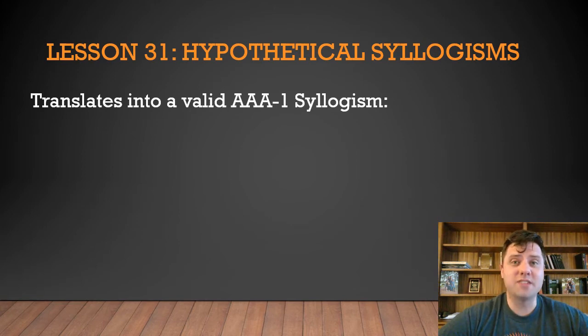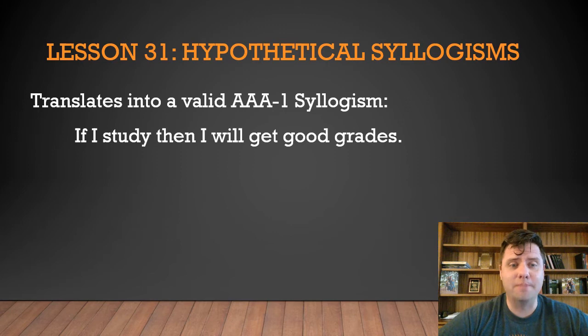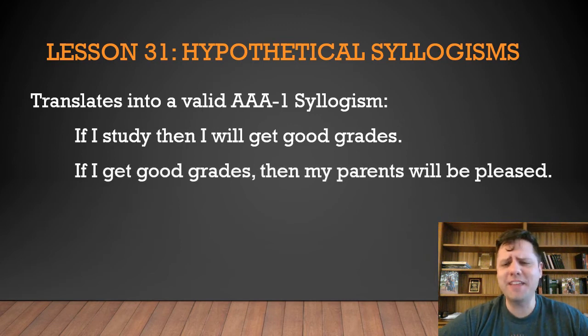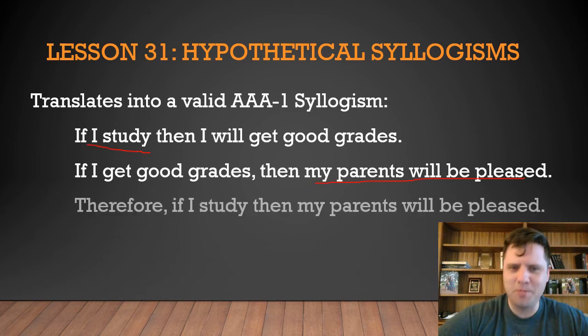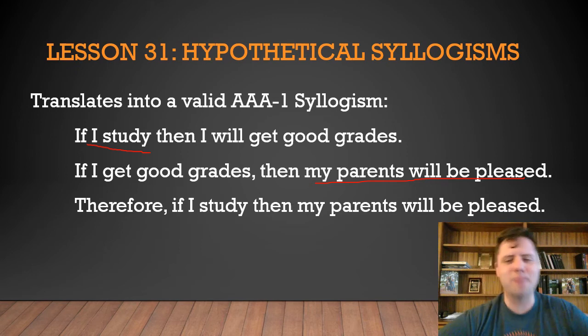Now, what this translates into is an AAA1 syllogism, which is valid. So here's an example of some words provided for those variables. If I study, then I will get good grades. And if I get good grades, then my parents will be pleased. So can you connect this together then? If I study, I get good grades. If I get good grades, my parents will be pleased. Therefore, if I study, my parents will be pleased. Very good. So that's how this works.